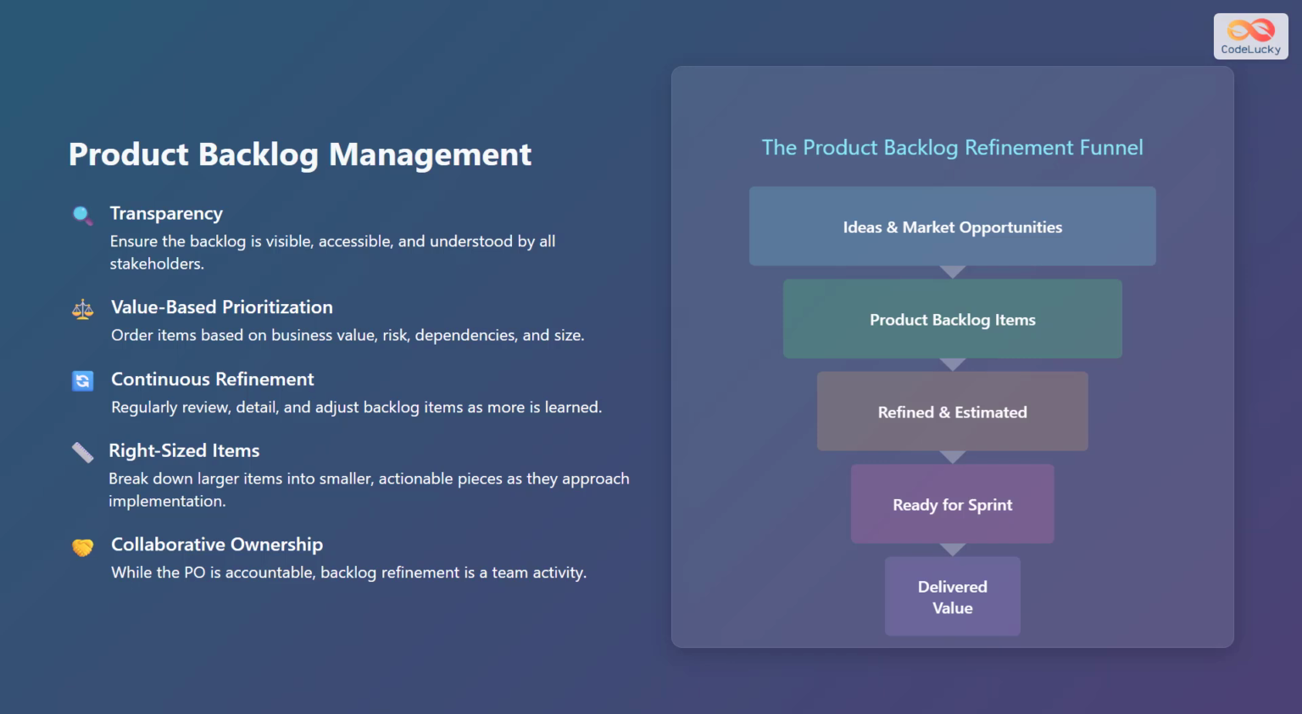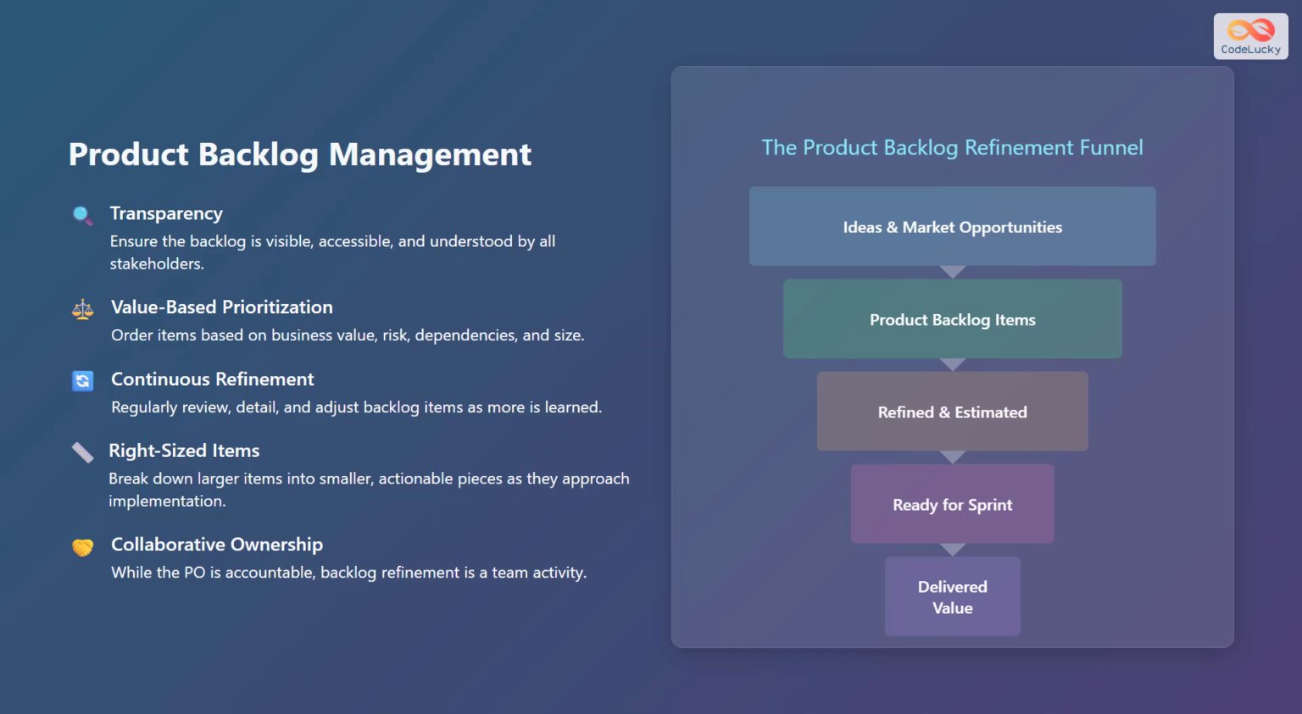Here are the Product Backlog Management principles. Ensure the backlog is visible, accessible, and understood by all stakeholders, which ensures transparency. Value-based prioritization means order items based on business value, risk, dependencies, and size. Regularly review, detail, and adjust backlog items as more is learned, which is continuous refinement. Break down larger items into smaller, actionable pieces as they approach implementation, which is right-sized items. While the product owner is accountable, backlog refinement is a team activity, which is collaborative ownership.